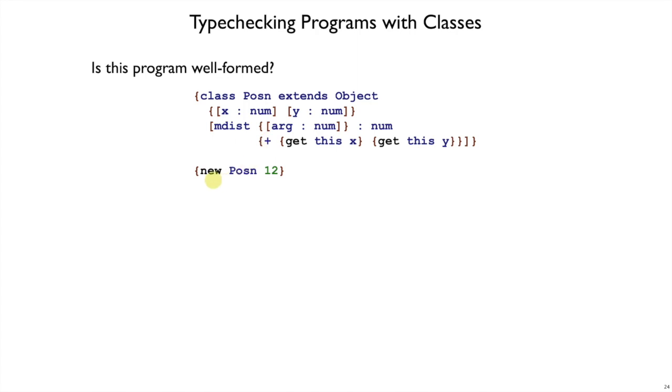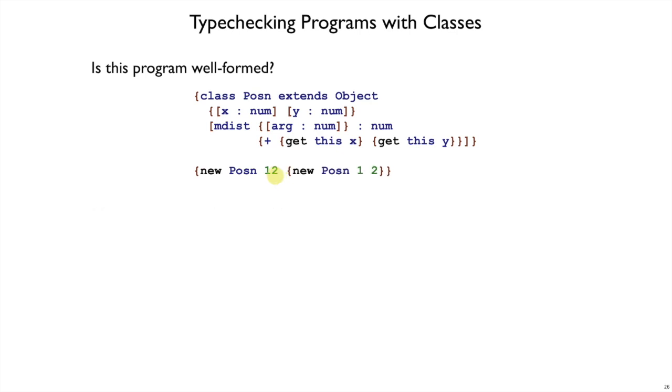How about if we change our 10 now to do something finally to new posin 12? Good or bad? Well, you may notice posin has x and y, but 12 is just one expression here. So this one should be ruled out on the grounds that posin has a different number of fields than the numbers applied to new.